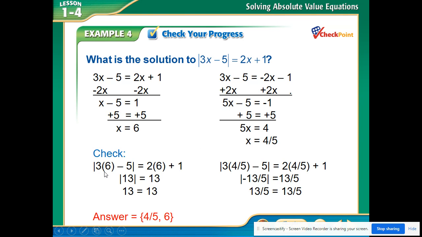So now we need to check it. 6 times 3 minus 5 is 13. 13 also. 13 equals 13. Sounds pretty good. Here we do the 4/5, and we get negative 13/5, and over here we get 13/5, which is 13/5. That's good too. This one actually, both answers check out. It doesn't always happen that way, but you need to be prepared in case it does.